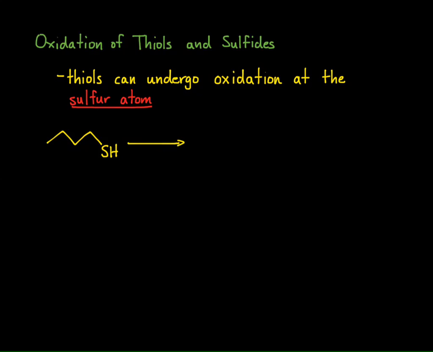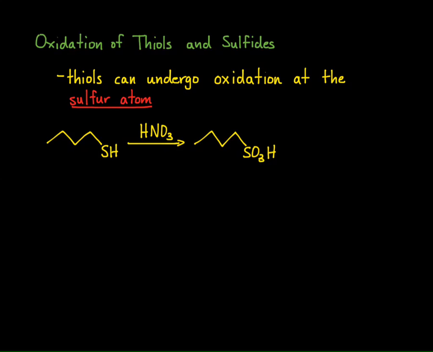So here I have butyl thiol, or butane thiol, it's called. And I can oxidize butane thiol with nitric acid. There are other types of oxidizing agents that I could use. Nitric acid works pretty well. And when I oxidize a thiol with nitric acid, notice I'm oxidizing the sulfur atom, not the carbon.